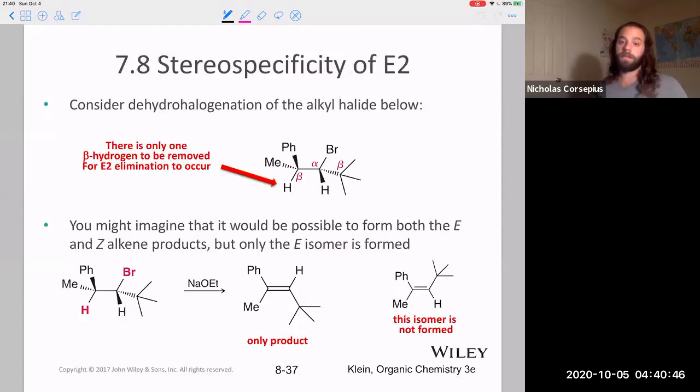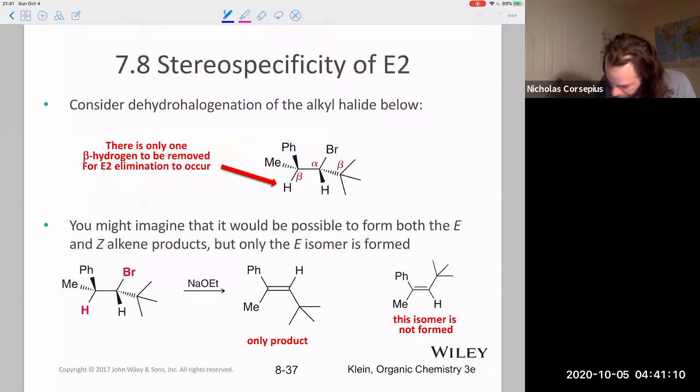Unfortunately, with the E2 mechanism, it can be a little bit more of a pain than that. So when your beta carbon has 2 hydrogens, then you just need to think cis and trans. When it only has 1 hydrogen, there's actually only going to be 1 product that's formed. Okay, so let's take a look at an example here.